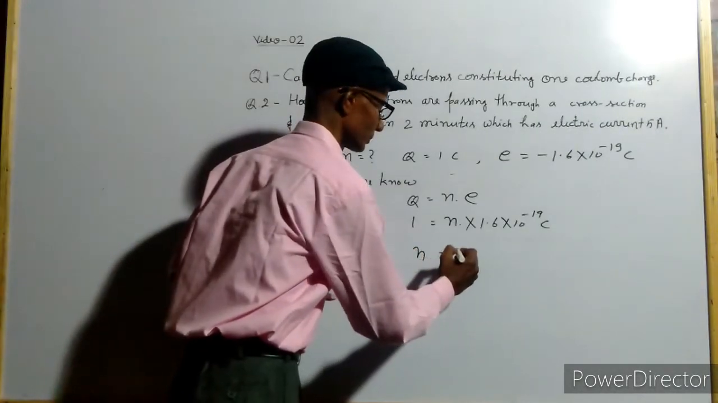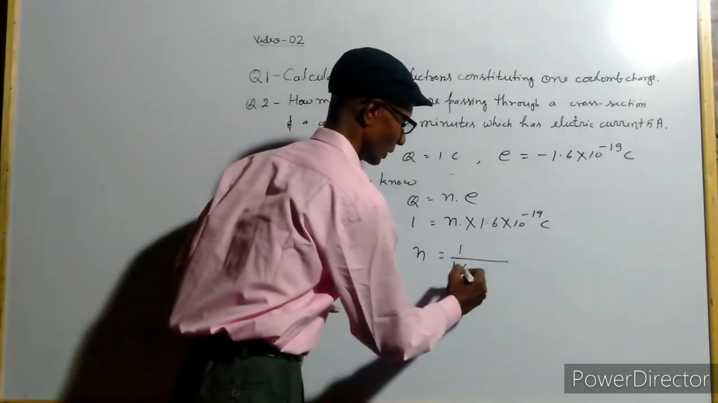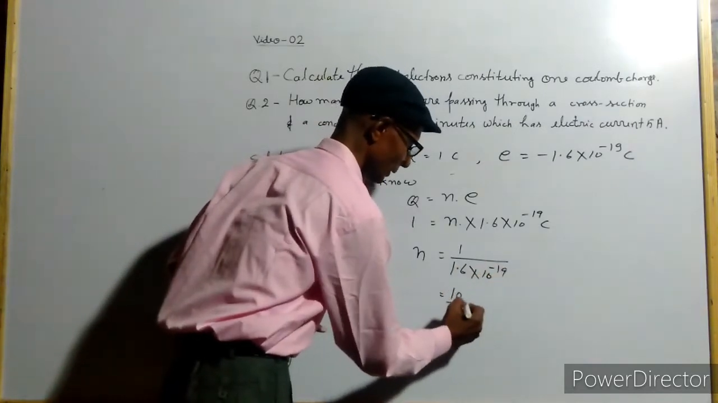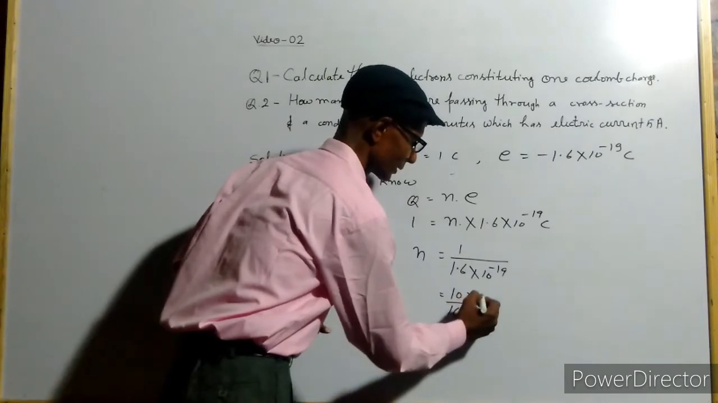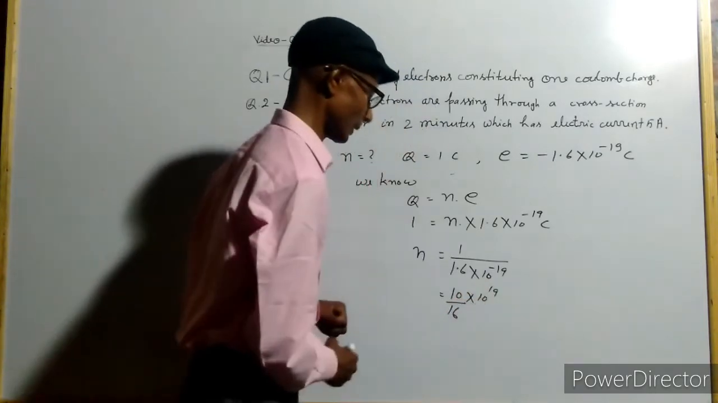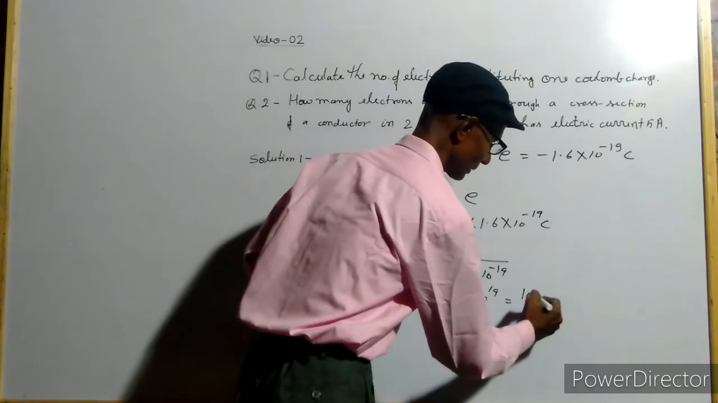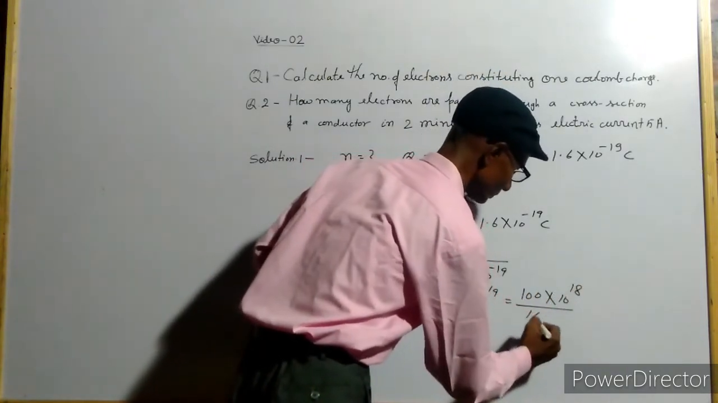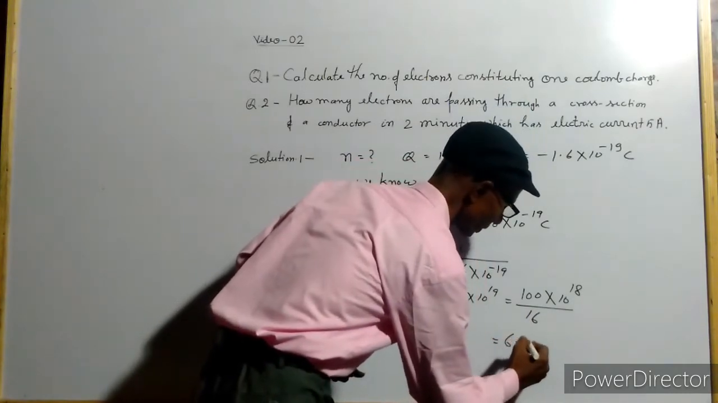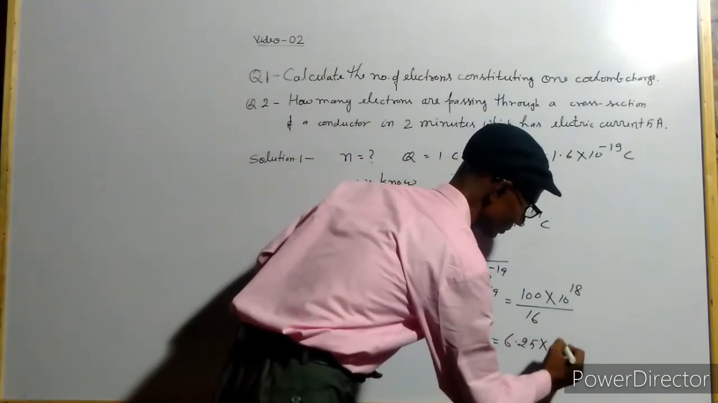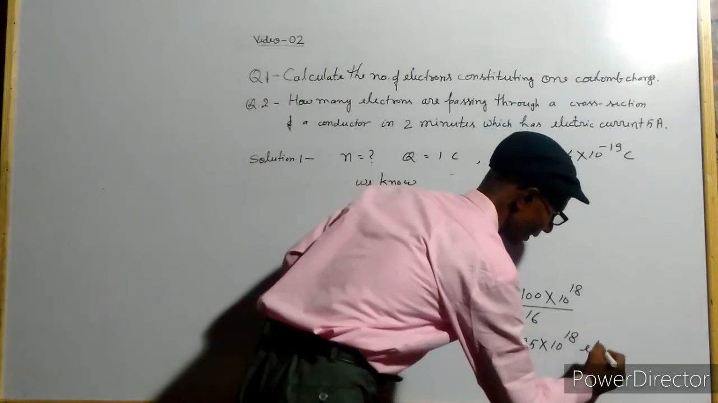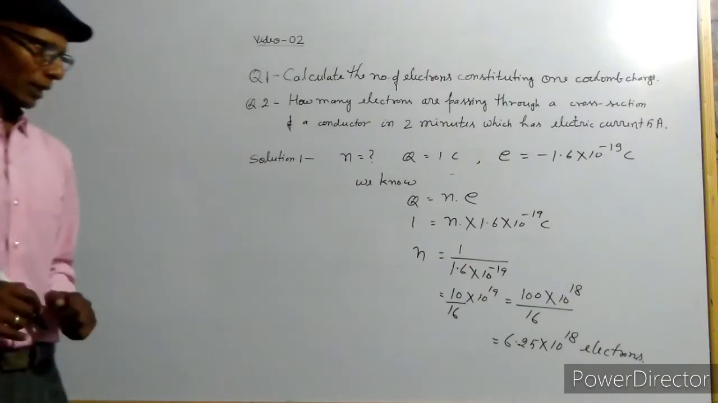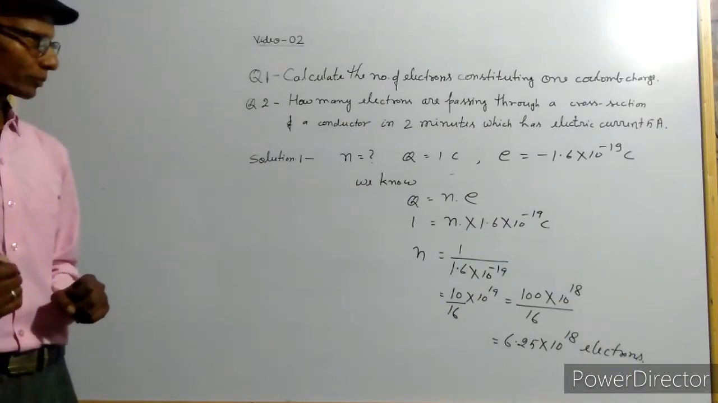n equals 1 upon 1.6 into 10 to the power minus 19. Remove point and take 10 to the power 19 as a numerator. Next step, 6.25 into 10 to the power 18 electrons in 1 coulomb charge.